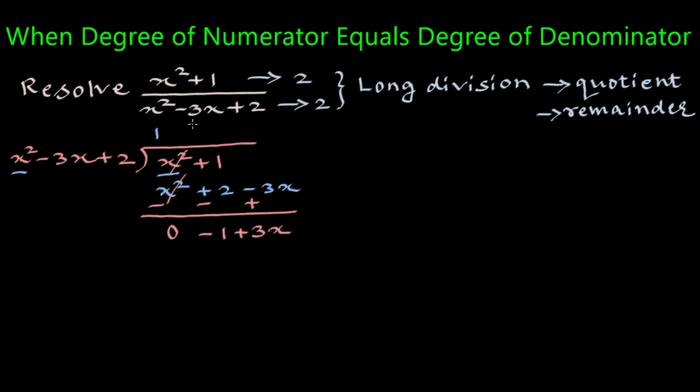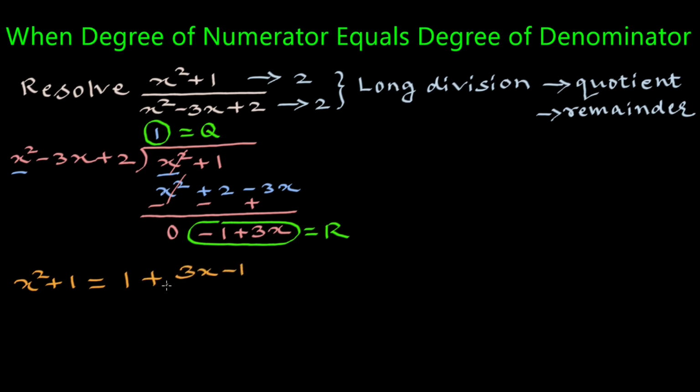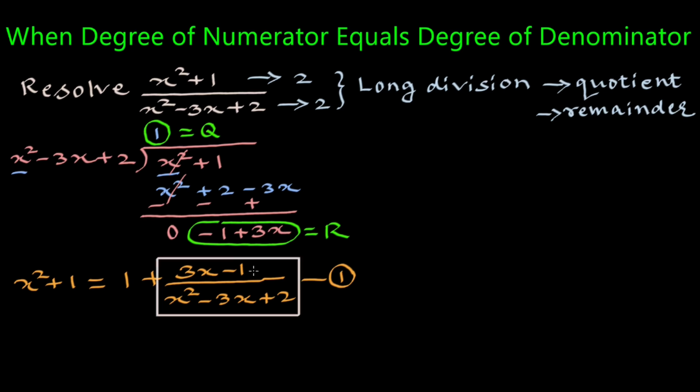So here we have quotient equals 1 and remainder 3x minus 1. So by division algorithm, we write dividend x square plus 1 equals quotient 1 plus remainder 3x minus 1 upon divisor x square minus 3x plus 2. We name this 1. Now this rational function where degree of numerator is 1 less than that of the denominator is a perfect case for finding partial fractions.